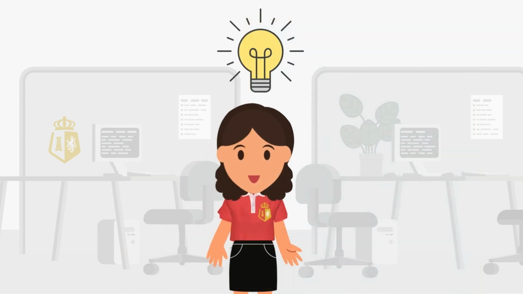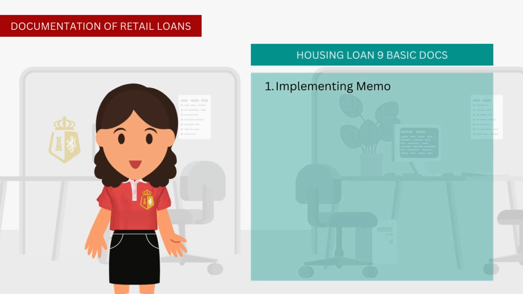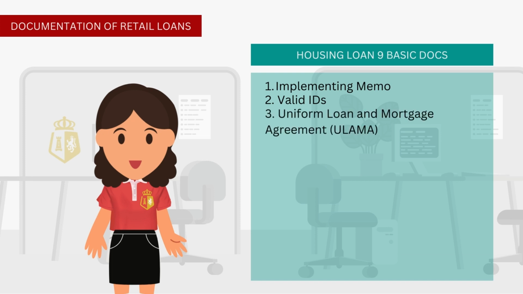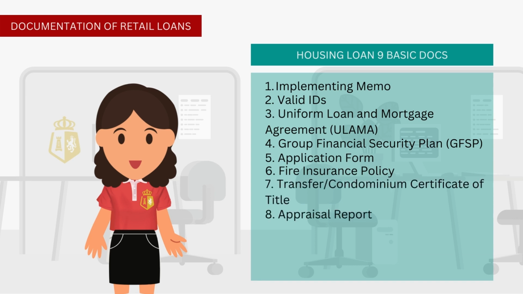Now that we know the basic document requirements for auto loan booking, let's proceed with the housing loan documentation and booking. Under housing loan, there are 9 basic document requirements in order to facilitate the loan release and booking. These are Implementing Memo, Valid IDs, Uniform Loan and Mortgage Agreement or ULAMA, Group Financial Security Plan or GFSP, Application Form, Fire Insurance Policy, Transfer or Condominium Certificate of Title, Appraisal Report, and Real Property Tax Document.